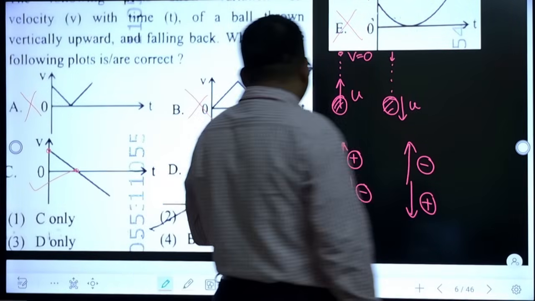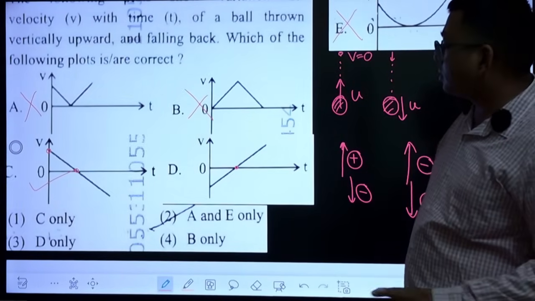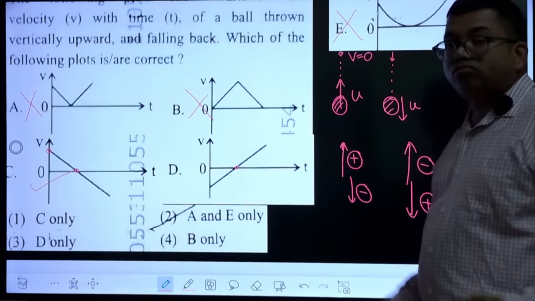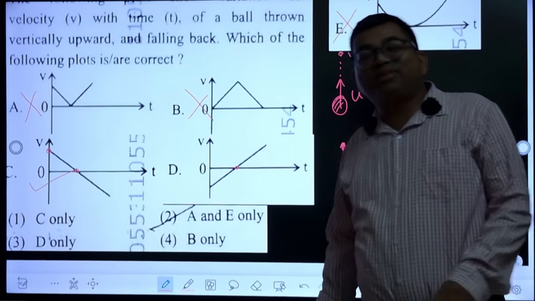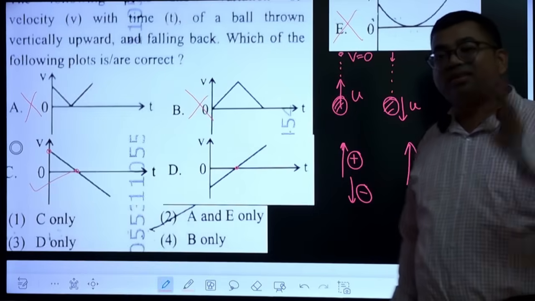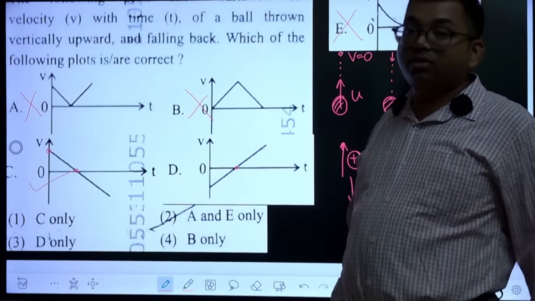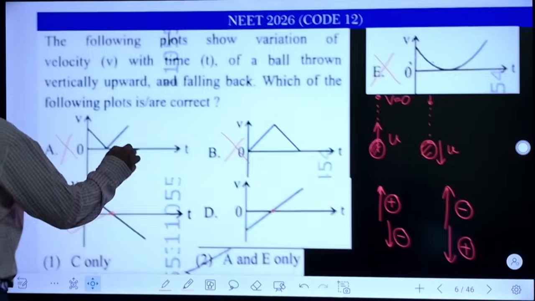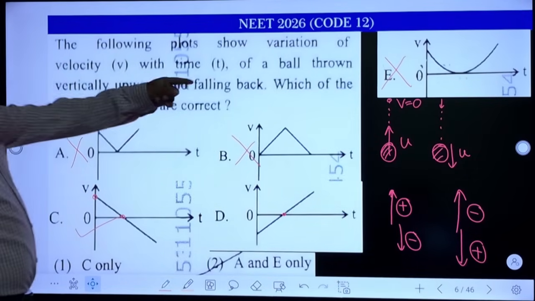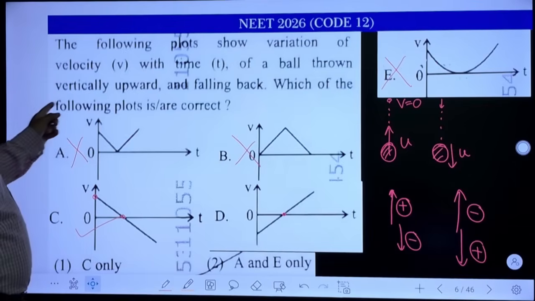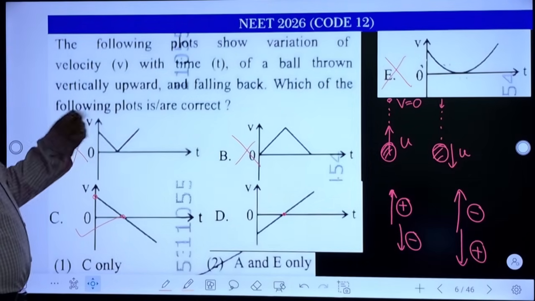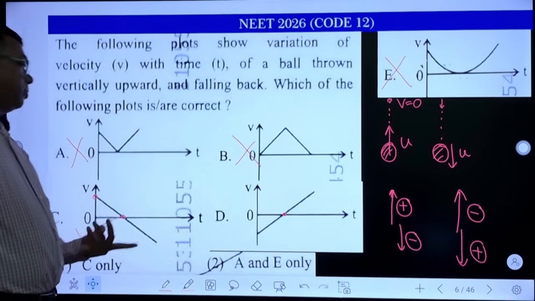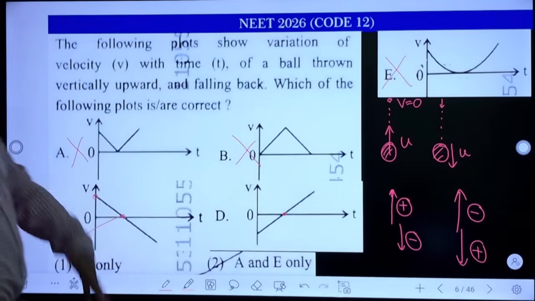So definitely these two graphs would be correct, but in the options they have given C only and D only. So both possibilities are there. Why only C? Because they have not mentioned any particular direction, whether this direction is positive or negative. No, they haven't mentioned it in the question. Read it like that: the following plot shows variation of velocity with time, ball thrown vertically upward and falling back. Which of the following plots is correct? So both these two are possible. Both C and D are possible.